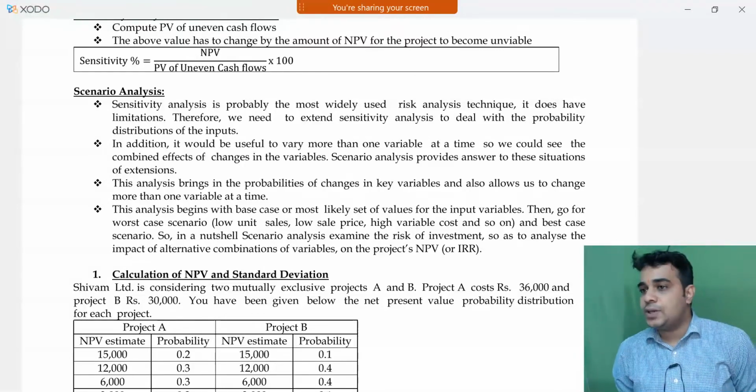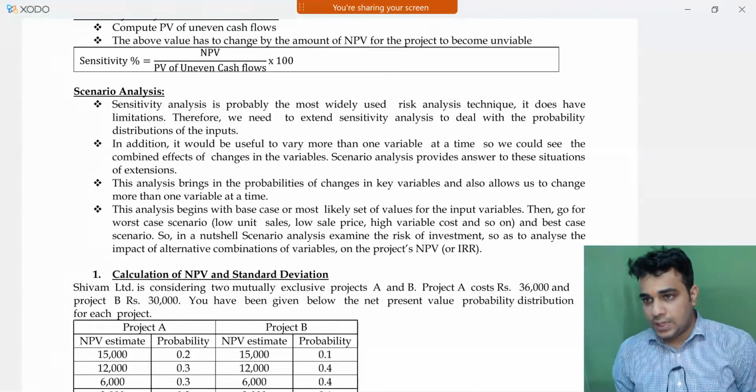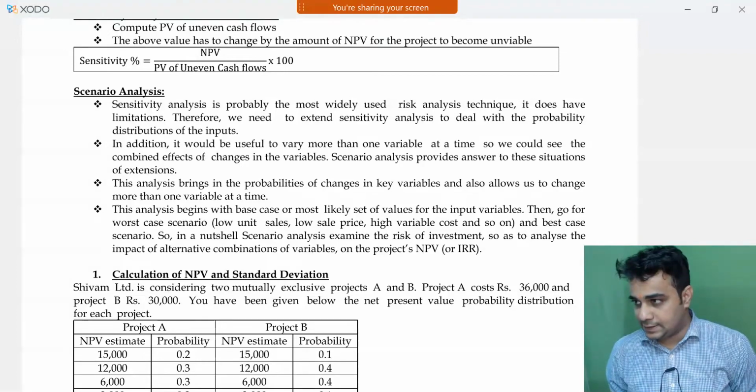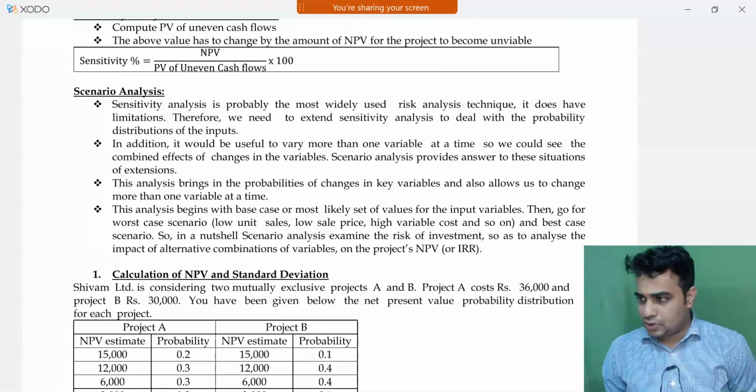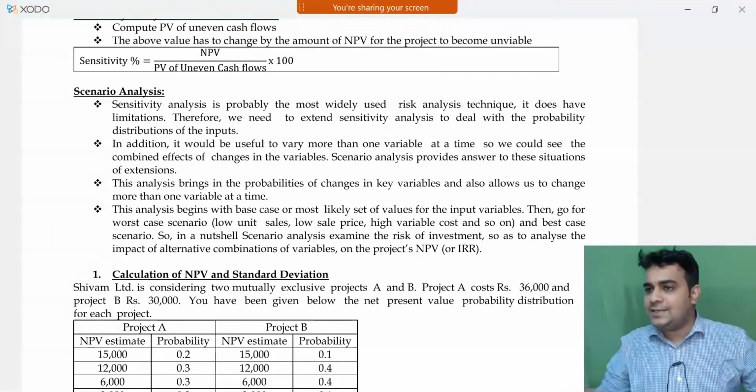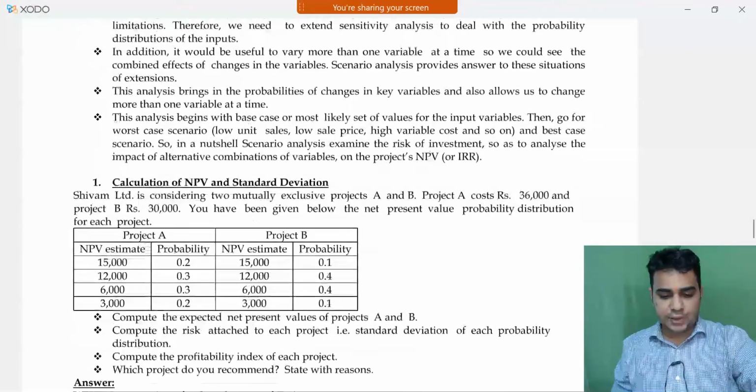Third concept you are going to learn about is the RADR approach, the CEF approach, and then finally you do something called a sensitivity analysis. So broadly limited concepts are there. Let's directly start with some problem solving. Let's come to question 1.